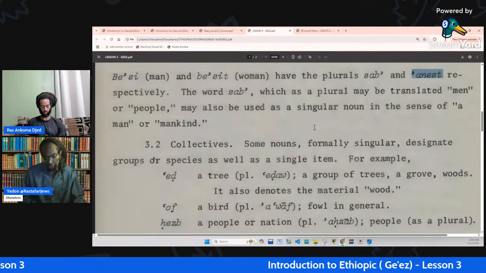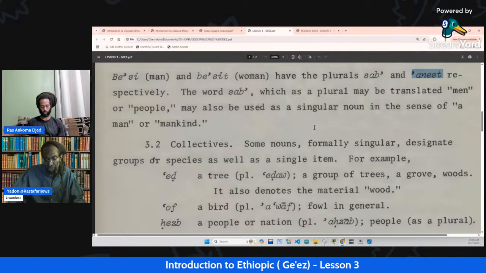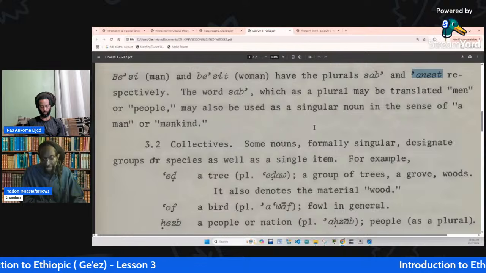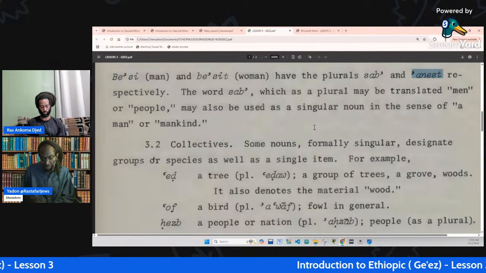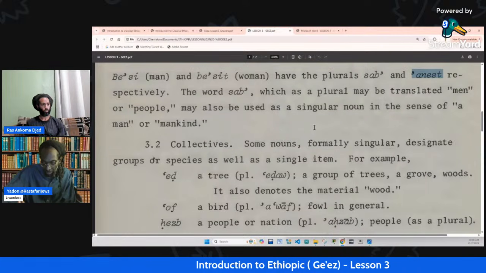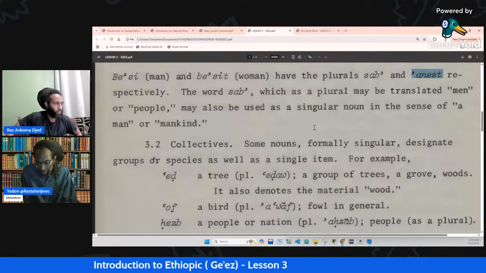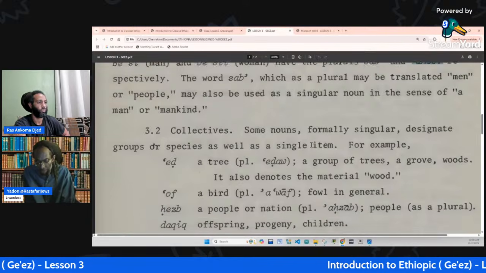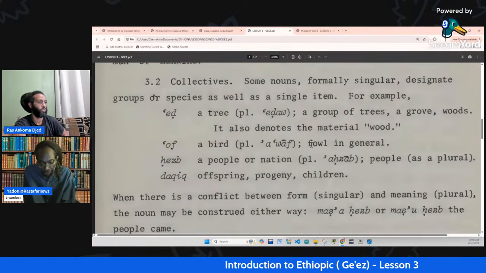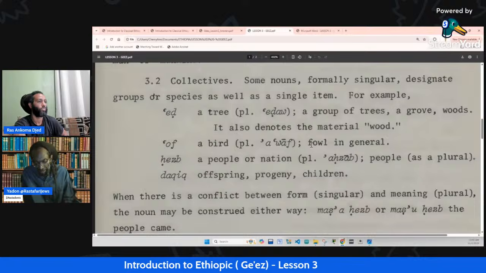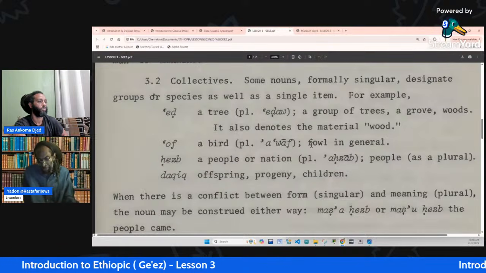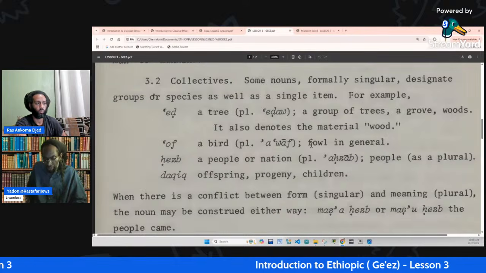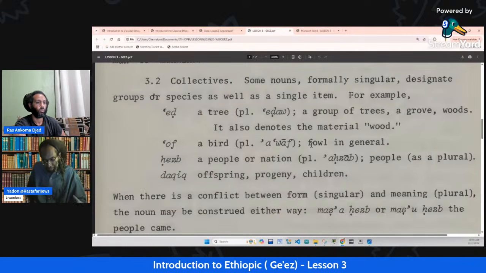So 3.2, just the second part of this right here. Lesson 3, second part is collectives. Some nouns that were formally singular designate groups and species as well as a single item. This is the curious thing about certain Semitic, Afro-Semitic languages like Ge'ez, that as it says, collectives.